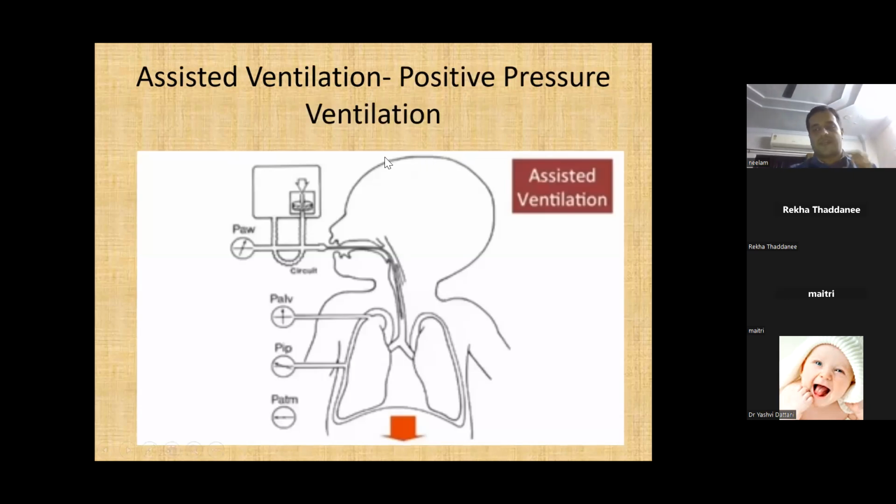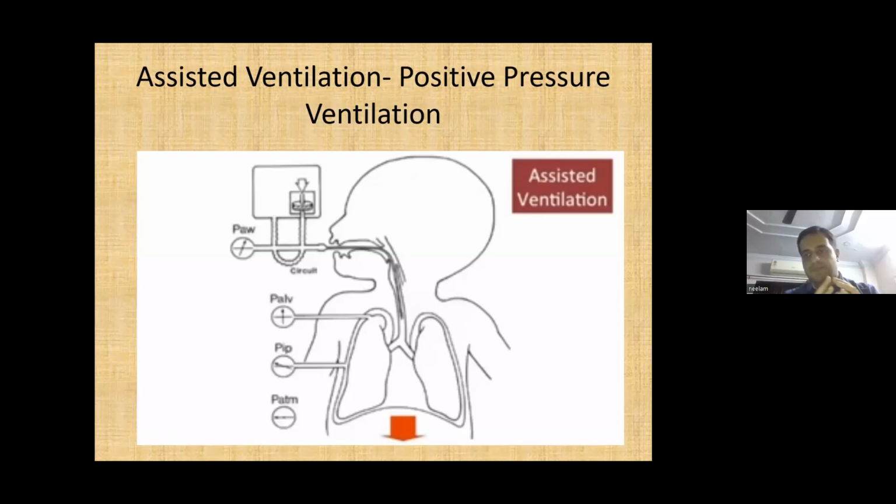Okay, so the ventilators we are using today are all positive pressure ventilators. Positive pressure ventilator means what? If we assume that the child has no spontaneous breathing effort of his own, suppose severe birth asphyxia, he is not having any spontaneous breathing efforts, so how does the ventilator help to breathe? It creates a positive pressure in the ventilator circuit.